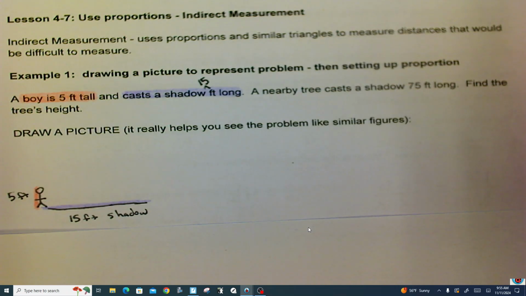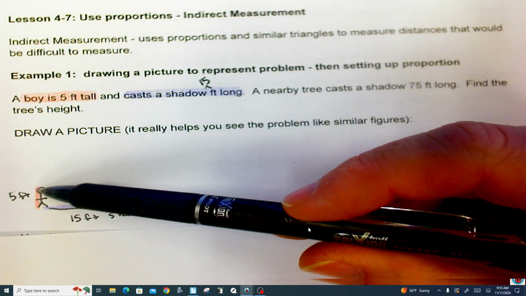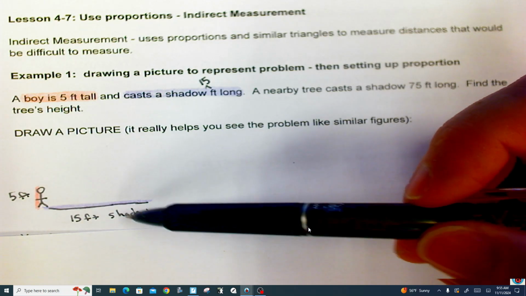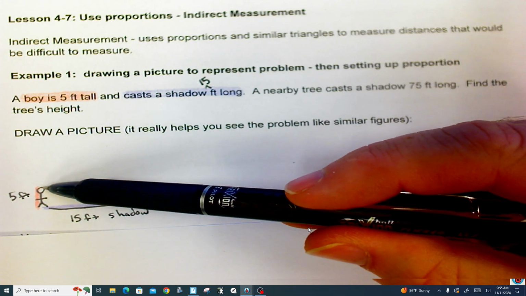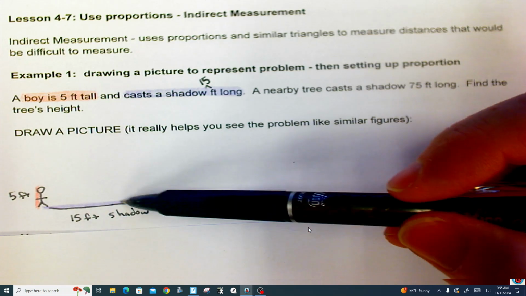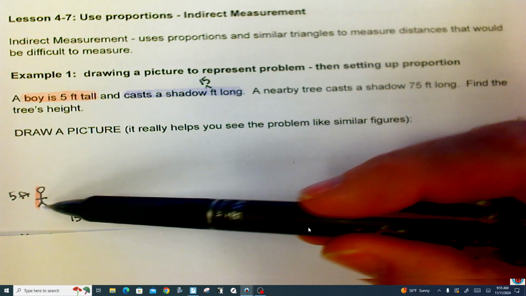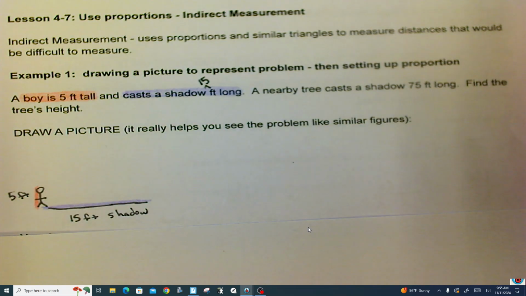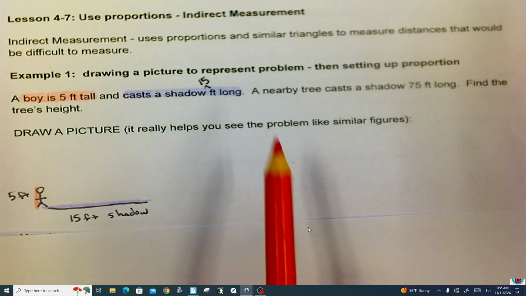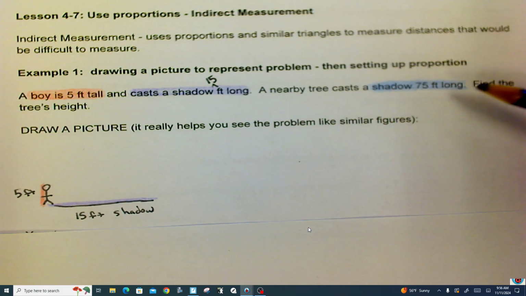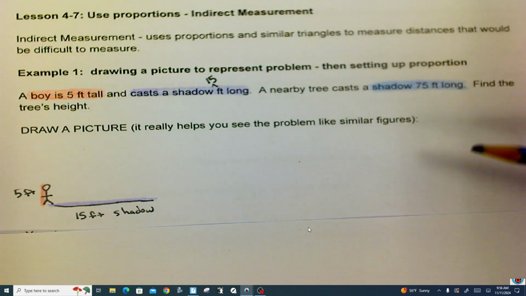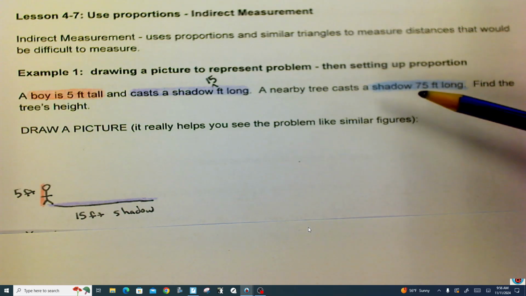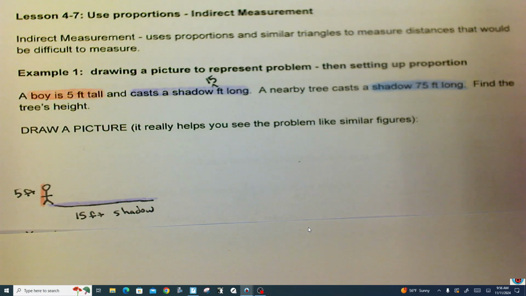And in case you're wondering where we're going with this, the boy is standing at 90 degrees to the ground, so technically a triangle is formed from the top of his height, right there at his head, all the way to the end of the shadow, and it makes a right triangle, but really we just need these two lines to help us show this. Now, a nearby tree casts a shadow 75 feet long, and since I know the length of the shadow, that lets us draw a tree with a 75-foot long shadow, and it says find the tree's height. So I'm just going to make the tree's height an X, so let's go draw that.